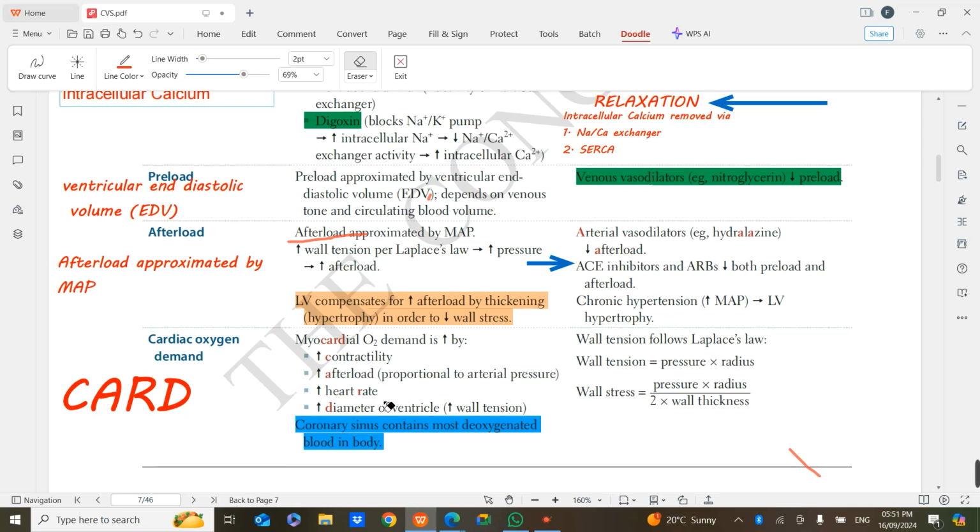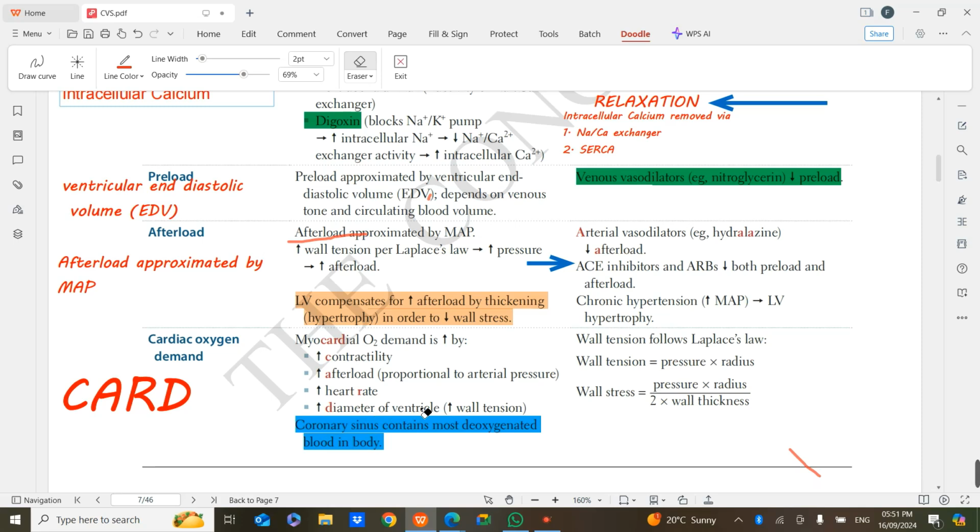The last one is diameter of ventricle. You load a lot of blood into the heart. What do you think will happen to the diameter of the ventricles? It will increase. Like you put a lot of water inside a nylon, that nylon will spread out, will dilate. That's the same thing that happens when you load a lot of blood into the heart. So the ventricles will dilate, and you say the diameter of ventricles has increased.